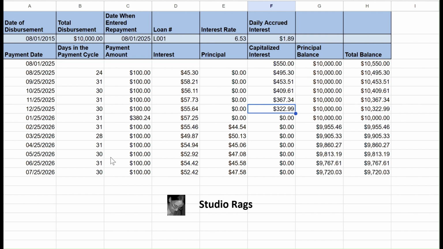So let's just assume that in May, you're able now to pay $150 a month. And you watch this loan balance, it's going to start going down faster. Okay? So that's how it works.